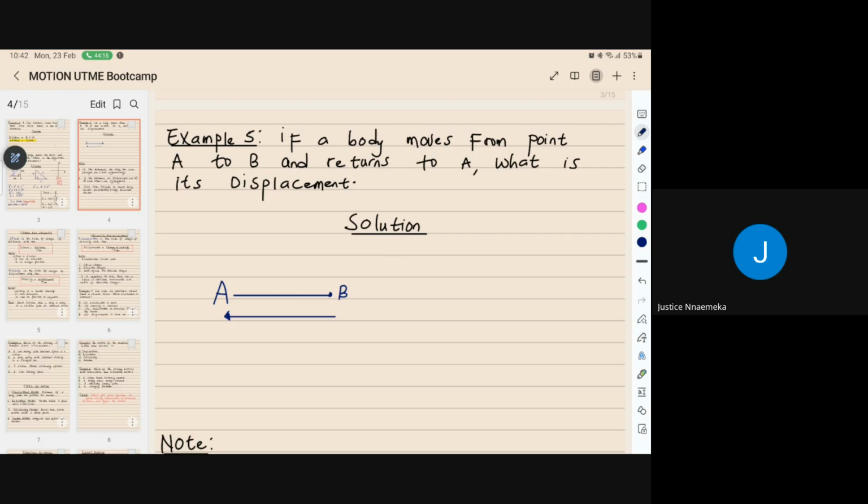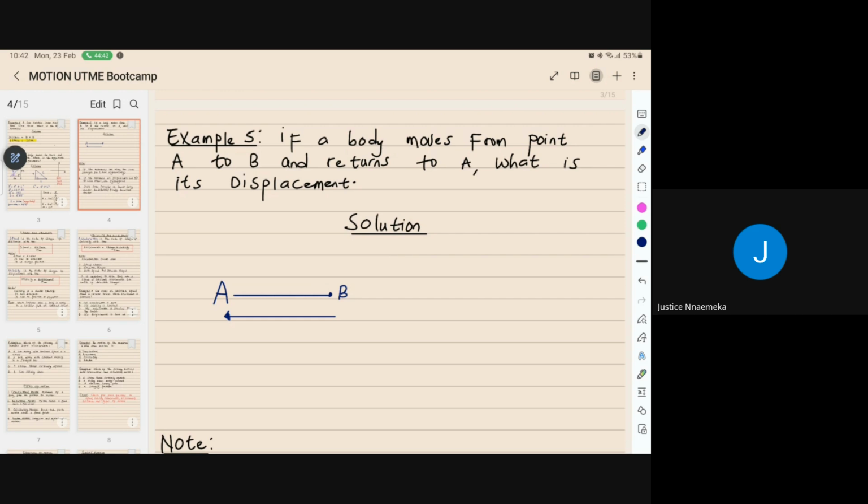Now the displacement is 0. Anytime you move from a point, remember that displacement is telling you the shortest distance between 2 points, the starting point and the ending point. So if I start from this place, I go to your house, and I still return back to my own house, my displacement is 0 because I've returned back to where I started from. Does it make sense now?